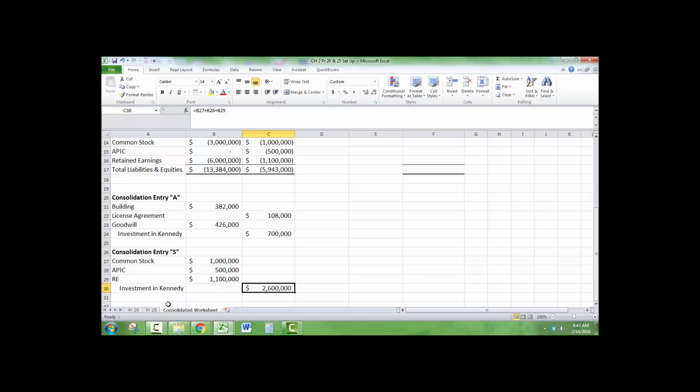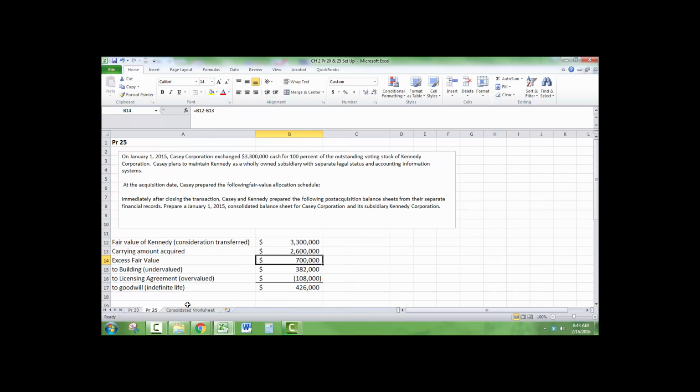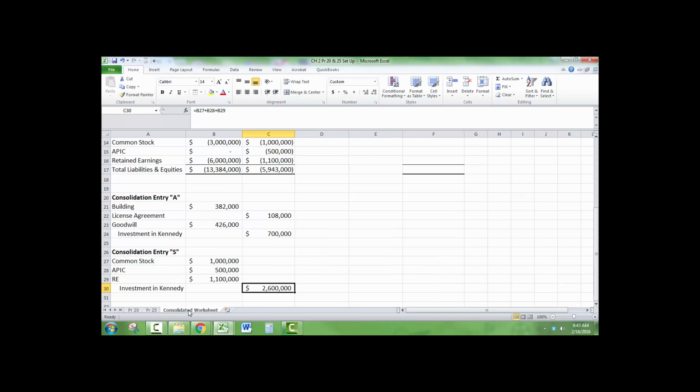$2,600,000. Now, this should tie back to the carrying amount, or book value, of the company. Remember, there are three ways to get to book value. One is net assets: take assets minus liabilities. That's also called net assets. Or the third is to add up all the capital accounts. And that tells you the book value of the company as well.